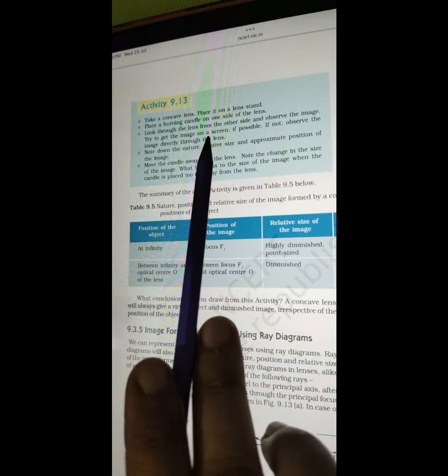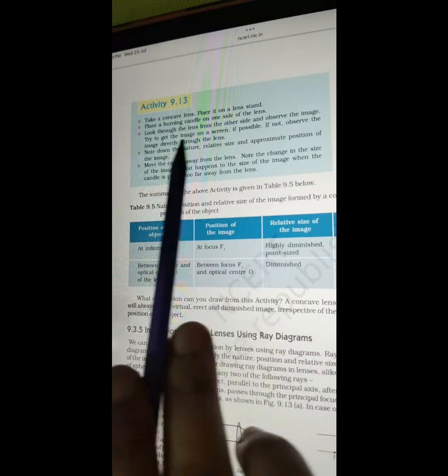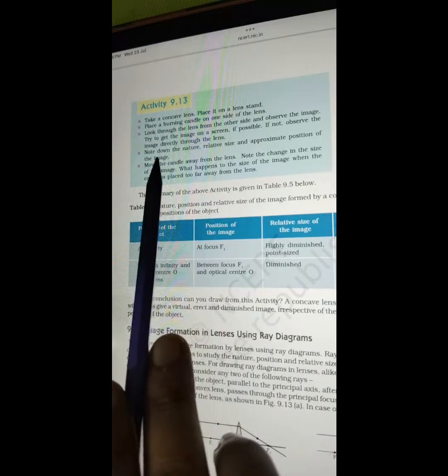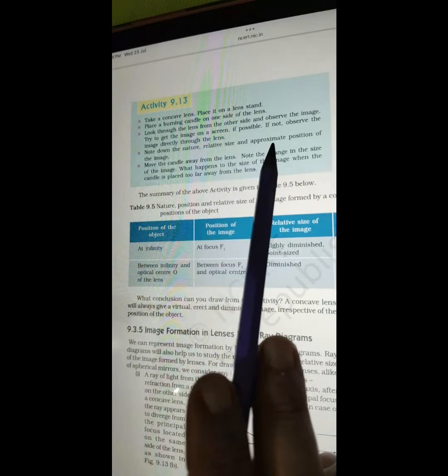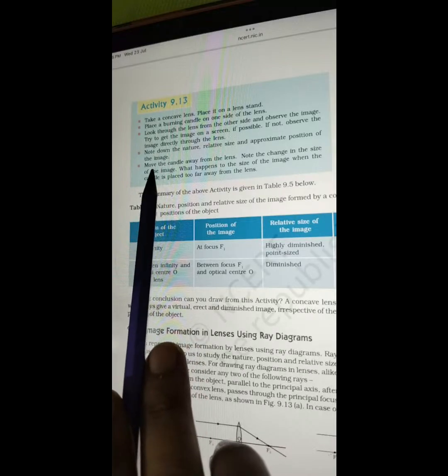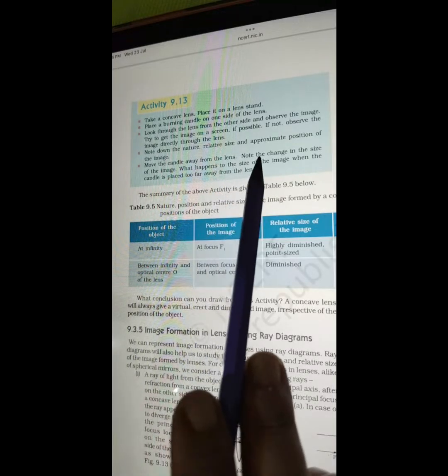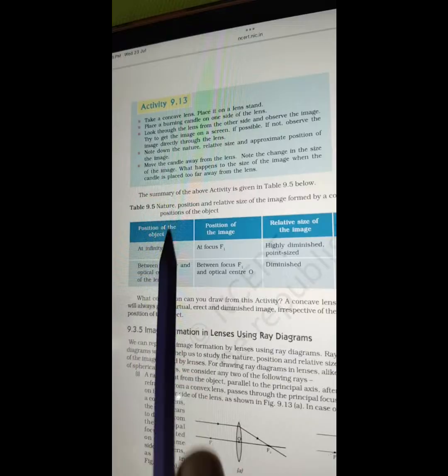Try to get the image on a screen if possible. If not, observe the image directly through the lens. Note down the nature, relative size, and approximate position of the image. Move the candle away from the lens. Note the change in the size of the image. What happens to the size of the image when the candle is placed too far away from the lens?